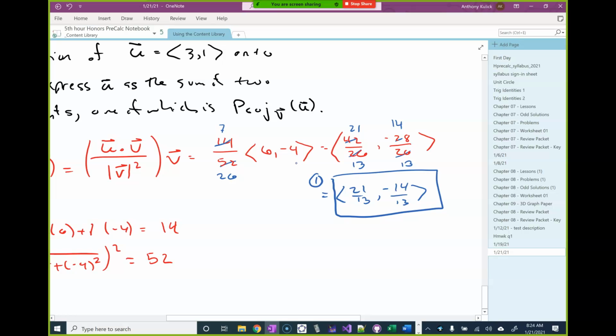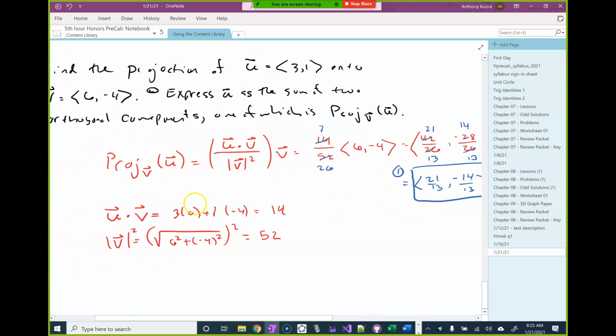So there's my answer for part 1. There's the projection. Everybody so far so good? Now for part 2, what I'm going to use is the fact that I know that u is equal to the projection of v onto u plus that other vector w.